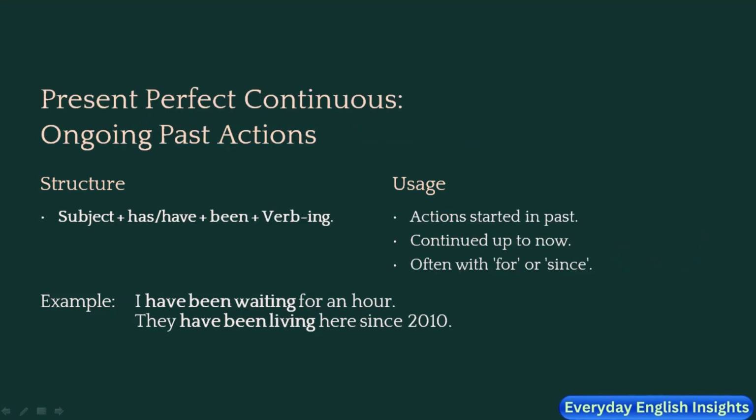Next is the present perfect continuous tense. Structure: subject plus has or have been, plus verb-ing. This tense is used when an action started in the past, continued up to now, and we want to emphasize the duration. You'll often see it with for or since. Examples: I have been waiting for an hour. They have been living here since 2010.